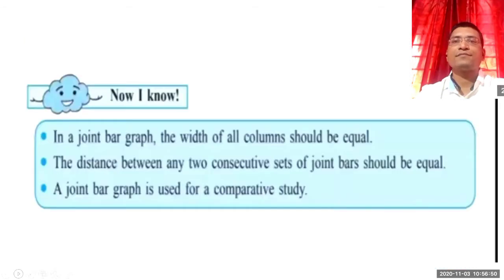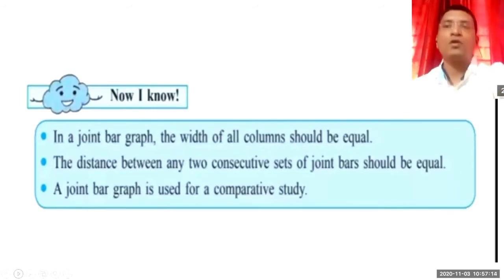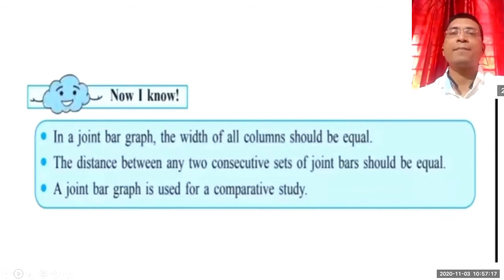See the next slide. Students, in a joint bar graph, the width of all columns should be equal. While drawing a joint bar graph, the width of all columns should be the same, not more, not less. The second point: the distance between any two consecutive sets of joint bars should be equal. Width is the same, distance is also the same.